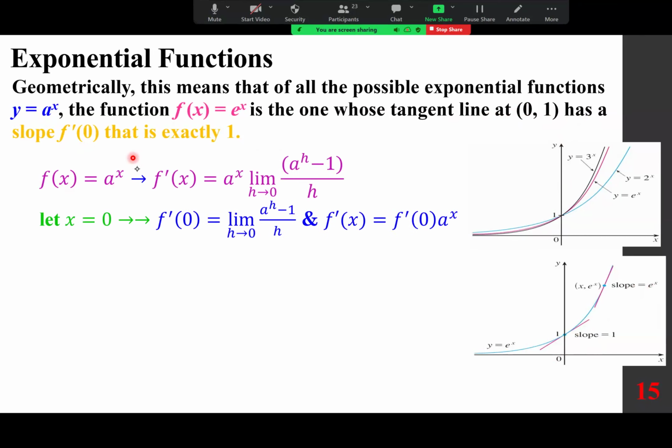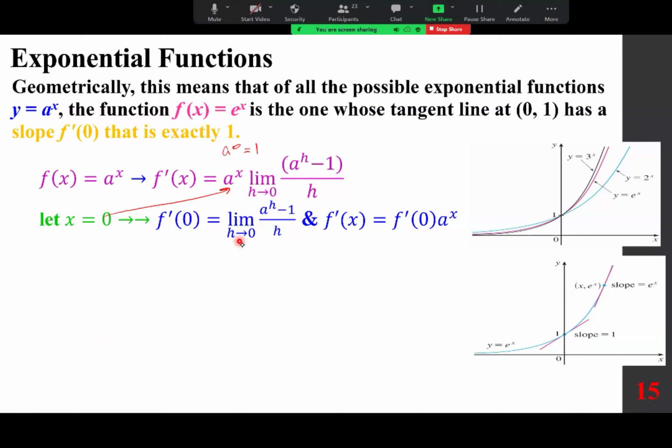We said f of x is a to the power of x, and we said f prime of x is a to the power of x times the limit of a to the power of h minus 1 over h as h approaches 0. If you set x equal to 0, a to the power of x becomes 1. And therefore, you can write f prime of 0 is 1 times this expression, so the limit of a to the power of h minus 1 over h as h approaches 0.